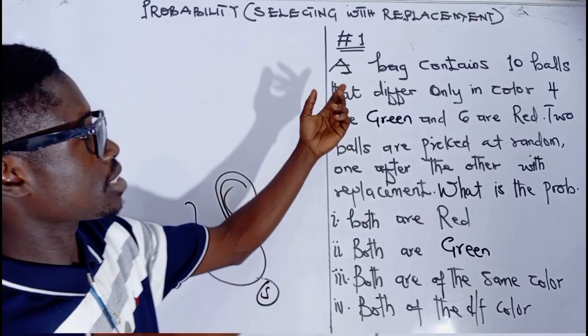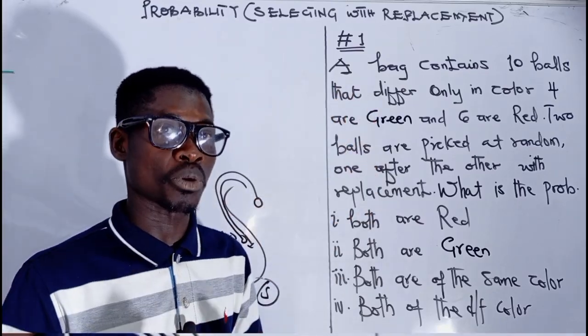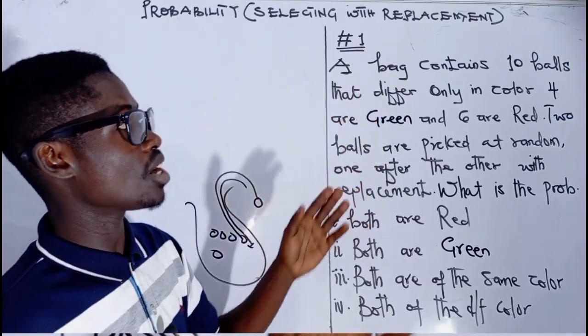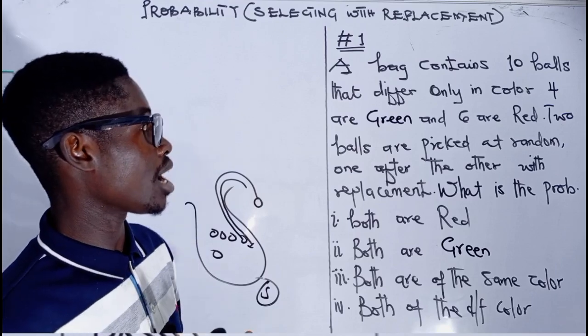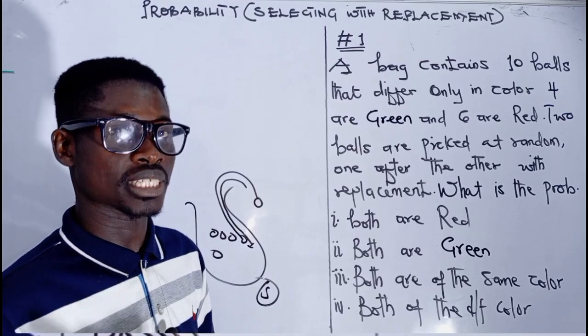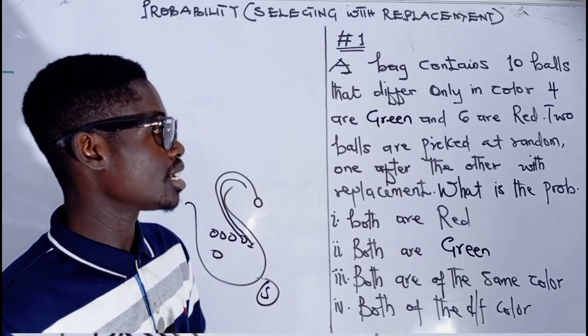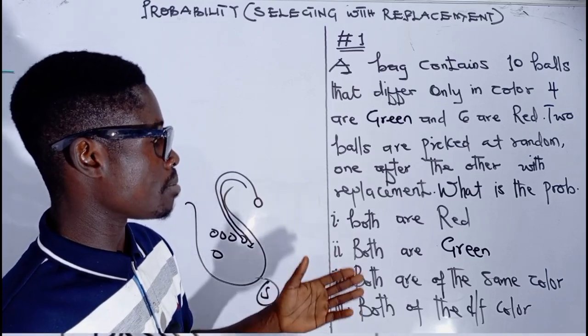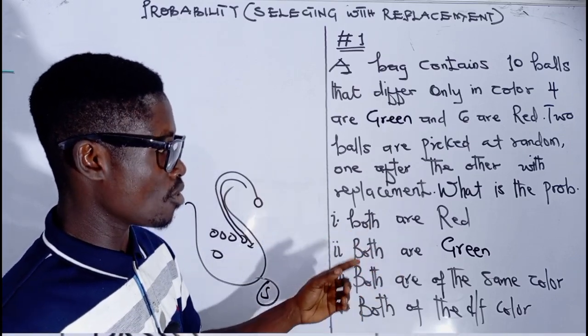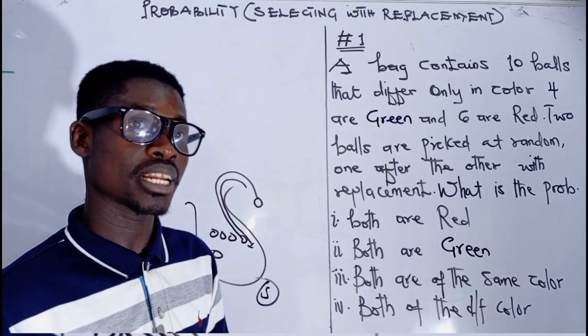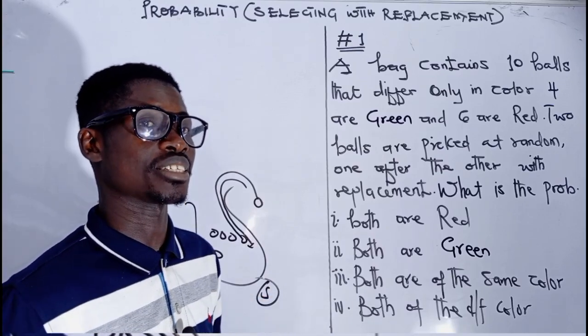So we have our first question. A bag contains 10 balls that differ only in color. 4 are green and then 6 are red. 2 marbles are drawn from the bag with replacement. We want to find the probability that both are red, both are green, both have the same color, and then both are of different color.